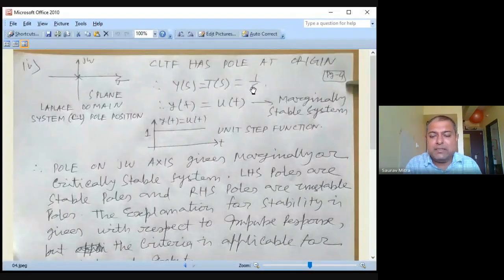So 1 by s is the transfer function, that is equal to Y(s), that is the impulse response. That is Y(s) by X(s) is equal to 1 by s, or Y(s) equal to 1 by s. What is y(t)? u(t). u(t) looks like this, unit step function. Area under the curve, I cannot comment. Okay, this is not finite nor infinite, so this is a special case. It's a power signal, the power is equal to half.